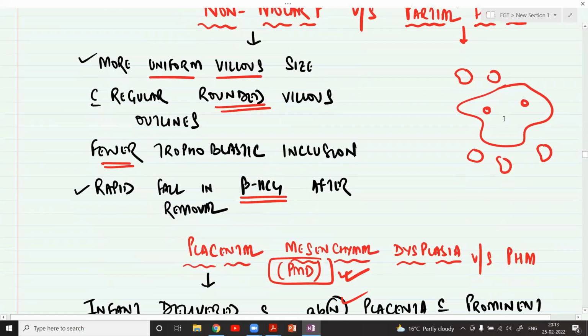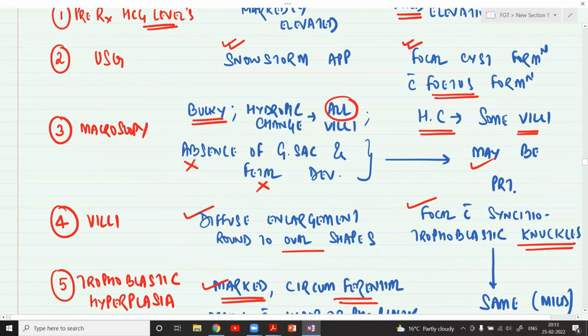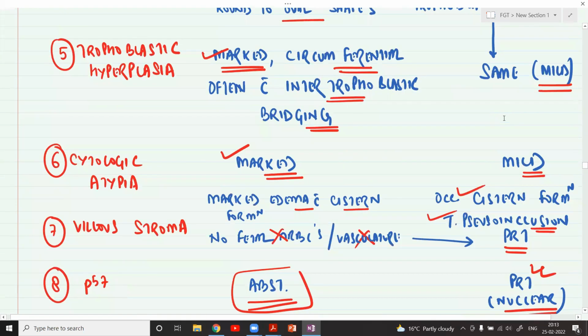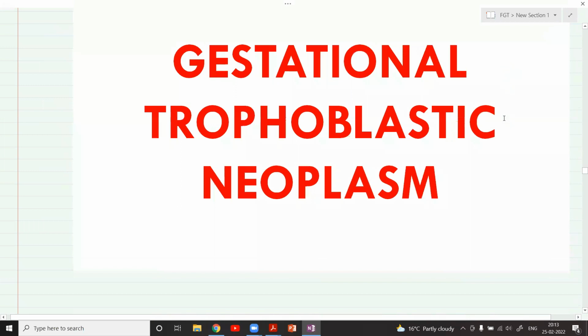Okay, any doubts anyone is having? Okay, so if you do not have any doubts, now we are going to go towards gestational trophoblastic neoplasm or neoplasia, also called gestational trophoblastic tumor.